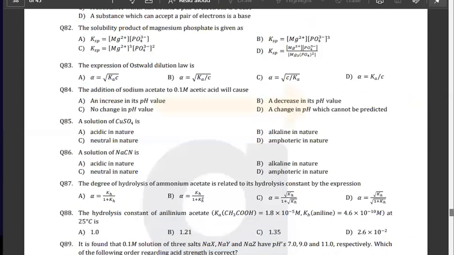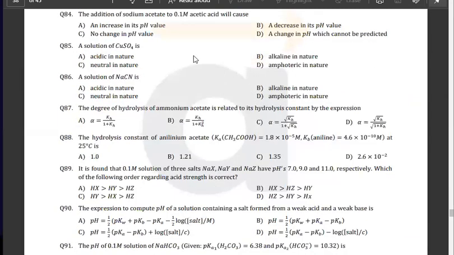87. Okay, Ronak, 87. This we have calculated, right? It was in this in-class exercise only. I hope all of you remember. The answer was C, right? Yes or no? It was in the in-class exercise. KH is equal to h square by 1 minus h, square, right?